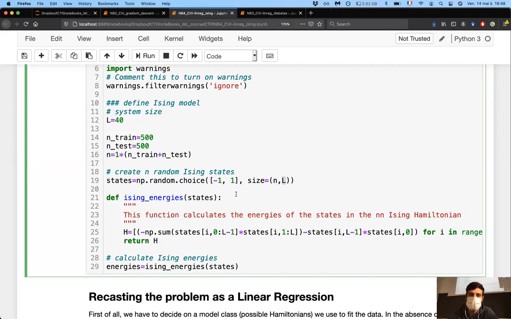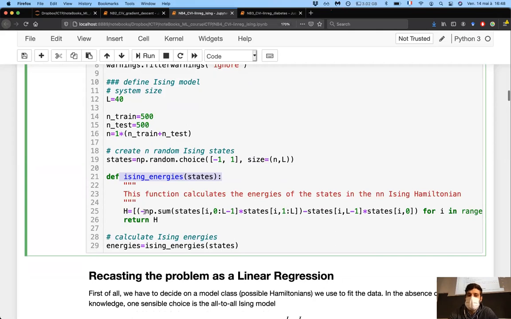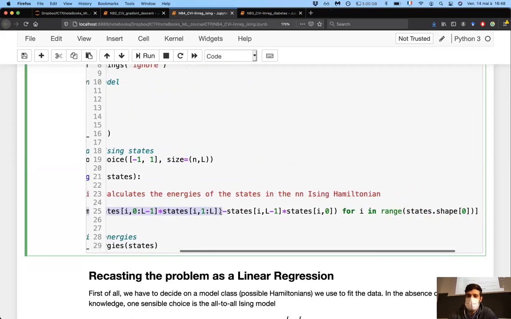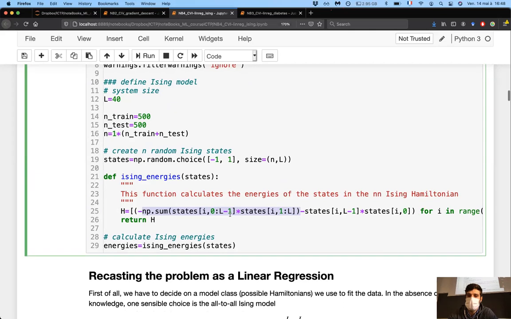And here is the Hamiltonian of the problem, which, you see, is doing a sum over, for a given configuration I, the state of the spin at position L minus one times the one at position L.